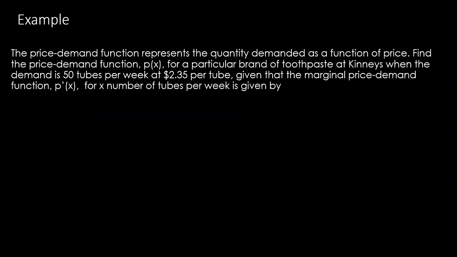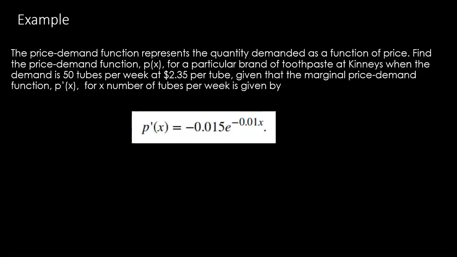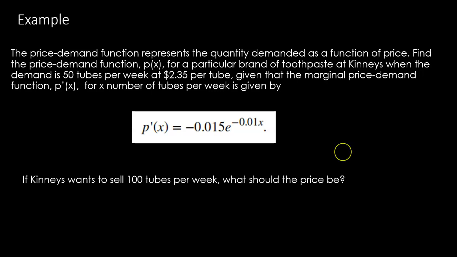The price demand function represents the quantity demanded as a function of price. Find the price demand function p of x for a particular brand of toothpaste at Kinney's when the demand is 50 tubes per week at $2.35 per tube. Given that the marginal price demand function p prime of x for x number of tubes per week is given by p prime of x is negative 0.015 e to the negative 0.01x. And if Kinney wants to sell 100 tubes per week, what should the price be?